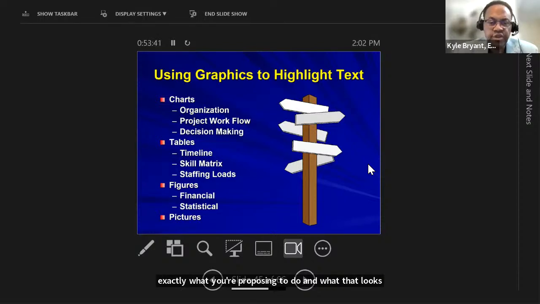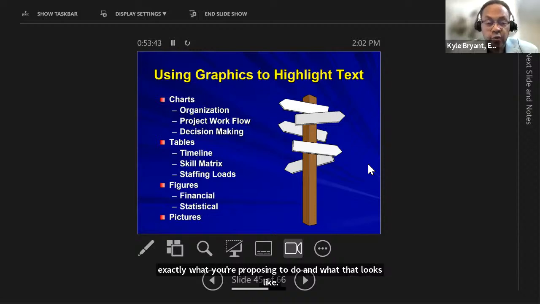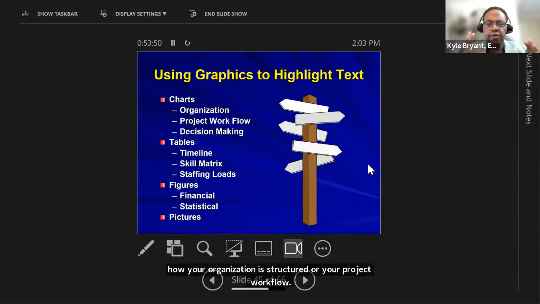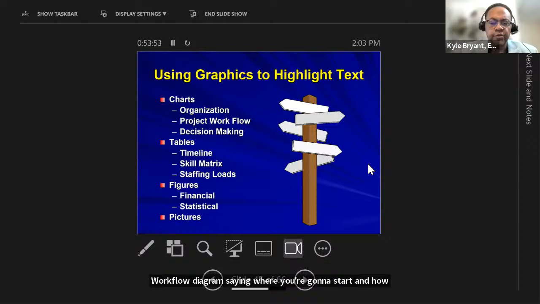You can also include charts, organization charts about how your organization is structured, or your project workflow, a workflow diagram saying where you're going to start and how you are going to run through your program and get to achieving your outcomes, or your decision making, like a logic model and things like that. You can have tables that show a timeline of when you propose to start, once you get funded, and when the program will end, and the targets and the milestones you're going to hit along the way.